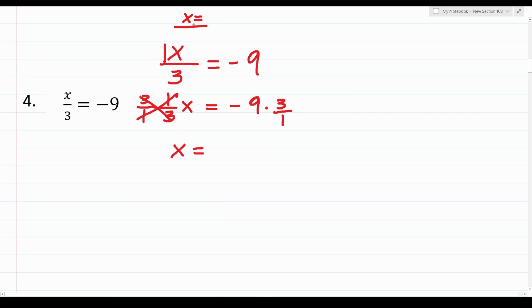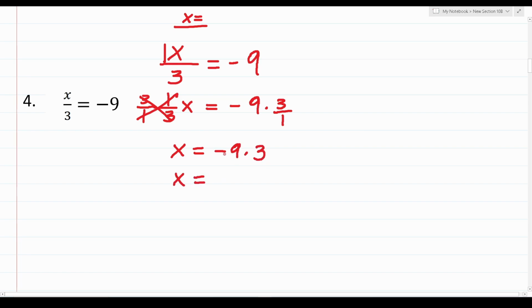So we're very close to having this. That said, we still have to work out this side of the equation. We have -9 times 3 over 1. Well, what is 3 over 1? 3 over 1 is the same thing as 3 divided by 1, and anything divided by 1 is just itself. So 3 divided by 1 is just 3. So this becomes -9 times 3.